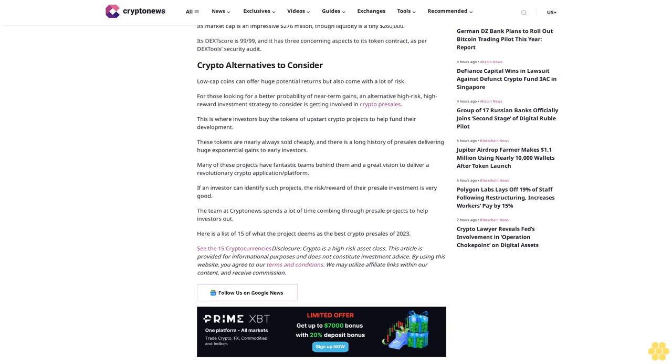Crypto alternatives to consider. Low-cap coins can offer huge potential returns but also come with a lot of risk. For those looking for a better probability of near-term gains, an alternative high-risk, high-reward investment strategy to consider is getting involved in crypto presales. This is where investors buy the tokens of upstart crypto projects to help fund their development. These tokens are nearly always sold cheaply, and there is a long history of presales delivering huge exponential gains to early investors. Many of these projects have fantastic teams behind them and a great vision to deliver a revolutionary crypto application or platform. If an investor can identify such projects, the risk/reward of their presale investment is very good.